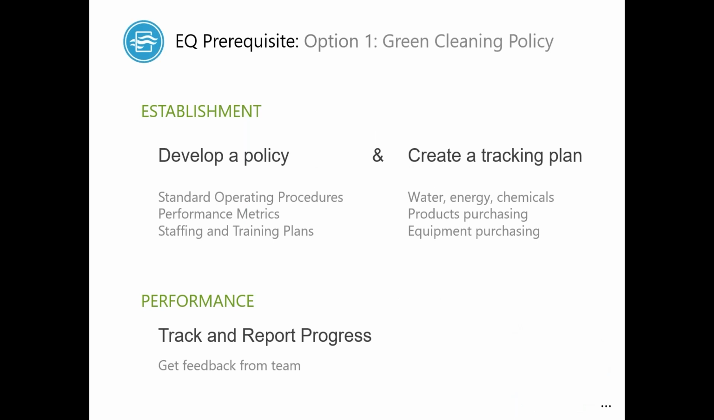If you're creating your own policy, then you want to make sure that you have operating procedures, that you're citing the green cleaning credits, the goals and strategies of your own policy, what you want to see happen, and the personnel who are going to be working with this policy. And then you want to create a tracking plan so that you can track water used during cleaning. You want to make sure that you are checking on the chemicals used, the products purchased, and the equipment purchased. As you'll find out later, these tie in with further green cleaning credits. So you want to make sure to track and report that progress.